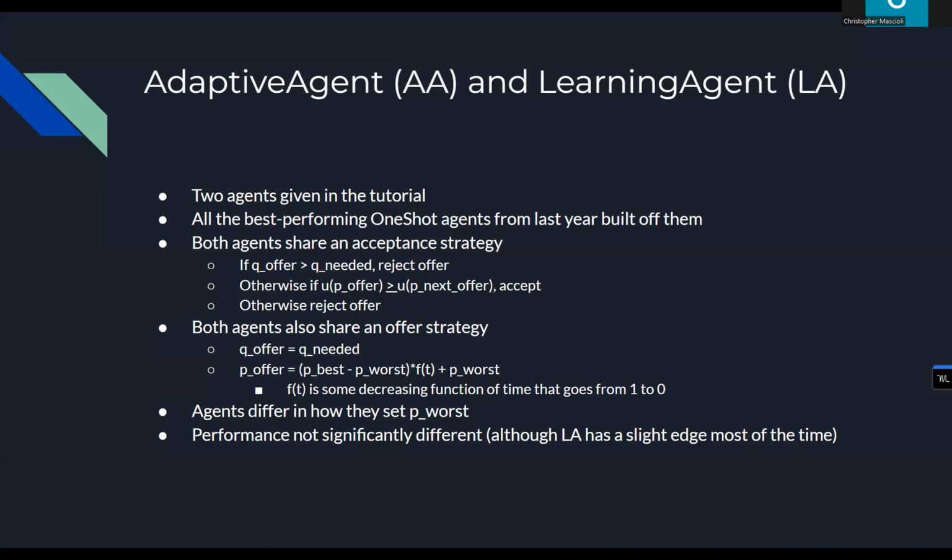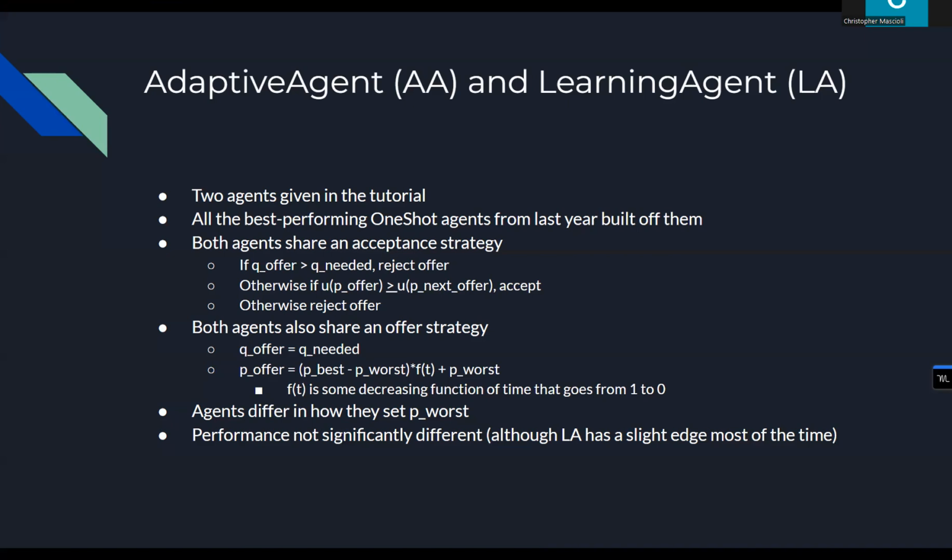The big difference in the agents is how they set the worst price they're willing to accept. So they start out accepting the worst price that's allowed. So say the negotiations are allowed to go between 10 and 20. They're going to start with their price worst at 10 and their price best at 20.